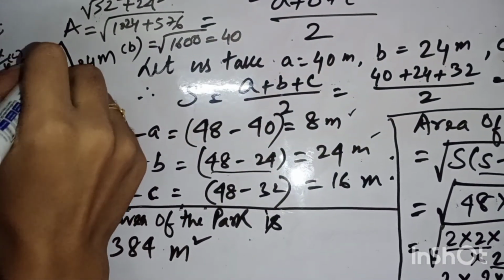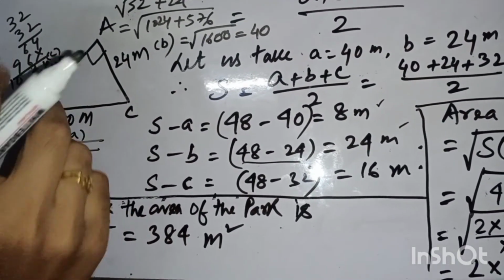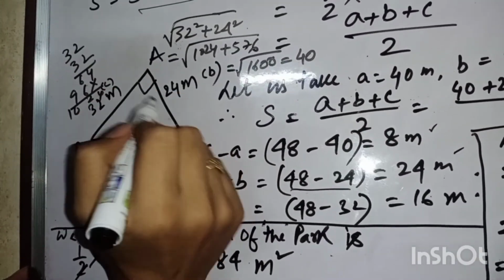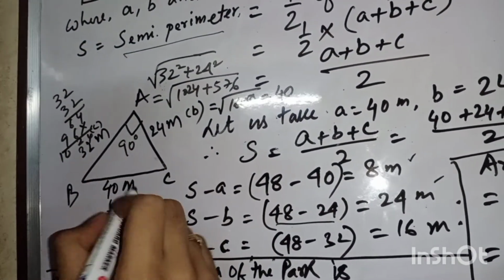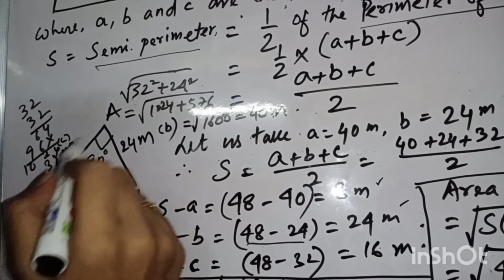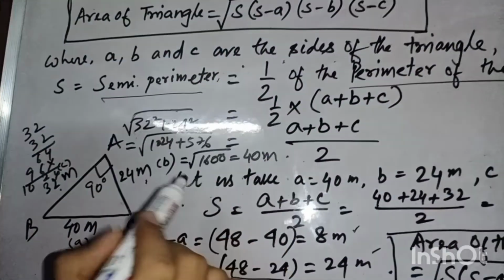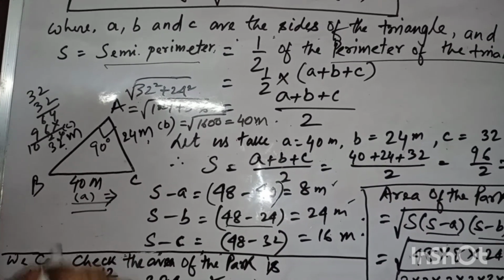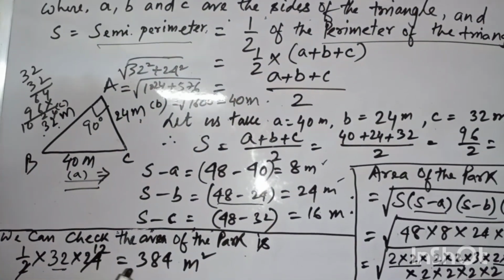So we can say this is a right angle, where the angle is built up between the sides AB and AC. This is the 90 degree angle, and the hypotenuse is 40 meter. This is the big side, 40 meter, and the other two sides are 32 meter and 24 meter. Hence, from the actual formula for the area of a triangle, putting in the values, half into base 32 meter and the perpendicular distance, that is the height AC, equal to 24, is equal to 384 meter square.